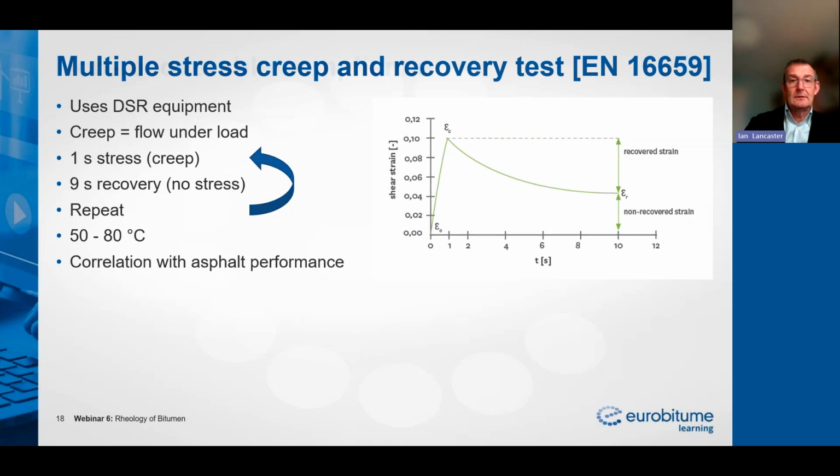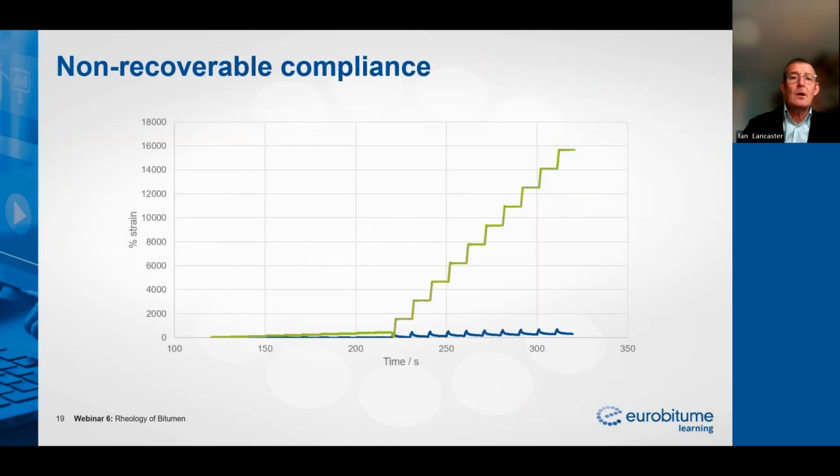How does that look in reality? Well, it looks like this. The green line you see here is data associated with a paving grade bitumen, an unmodified bitumen. You can see we deform it, we take the load off, it doesn't quite recover, we deform it again, we put the load back on, it still doesn't recover. And so gradually the non-recoverable part of the strain increases. And in real terms, that means we are getting to the material deforming.